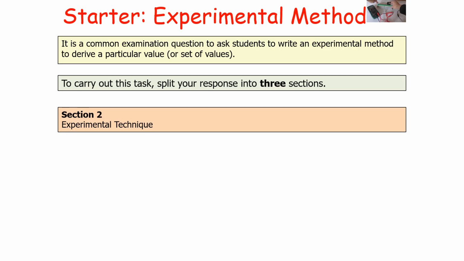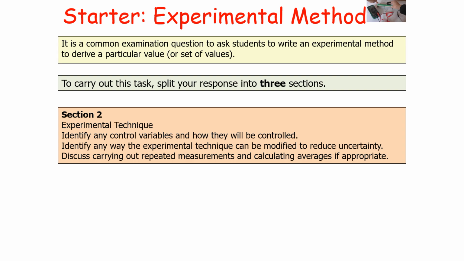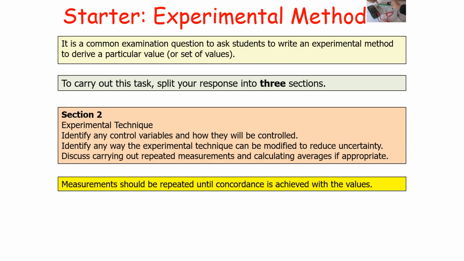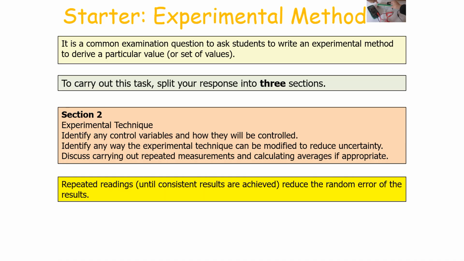Now the second section is all about experimental technique. When you're discussing your method you've always got to talk about identifying any control variables and how you will control or monitor them. Identify any way the experimental technique can be modified to reduce any uncertainty, and discuss carrying out repeat measurements and calculating averages if appropriate. Always remember, measurements should be repeated until concordance is achieved, so you're getting approximately the same value each time with your repeat. Repeated readings until consistent or concordant results are achieved reduces the random error of the results.